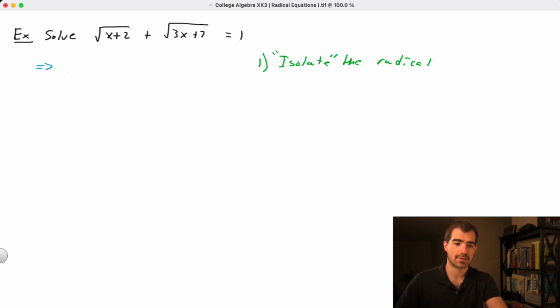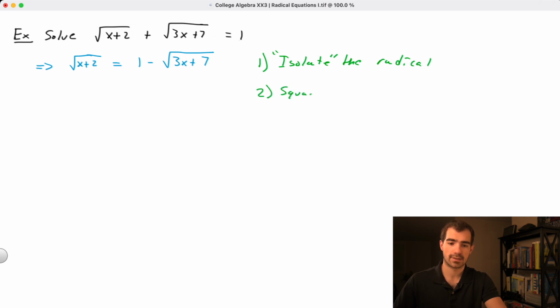And so in this case, that's going to give us the square root of x plus 2 equal to 1 minus the square root of 3x plus 7. Now this isn't perfect like the last case, but at least this time, when we square both sides, we'll be able to eliminate at least one of the radicals, right? This square root of x plus 2. And so if we do that here, and we square our left-hand side, and we square our right-hand side, well, on the left-hand side here, that's going to give us just x plus 2.